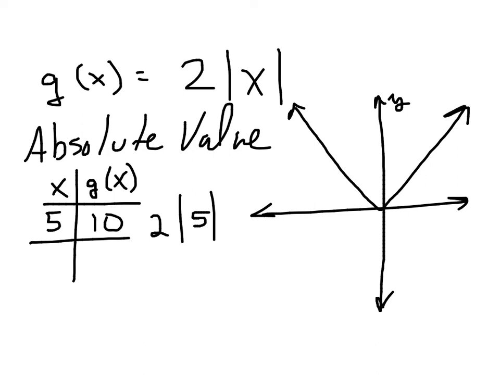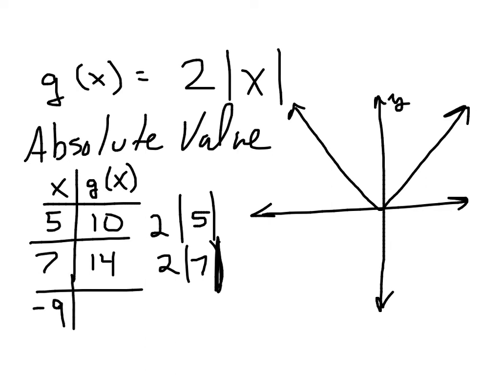Faith, give me another number. 7. So what's 2 times the absolute value of 7? 14. Alexis, give me a negative number. Negative 9. I have a habit of trying to make parentheses there instead of absolute value signs. What's the absolute value of negative 9? 9, and 9 times 2 would be 18.